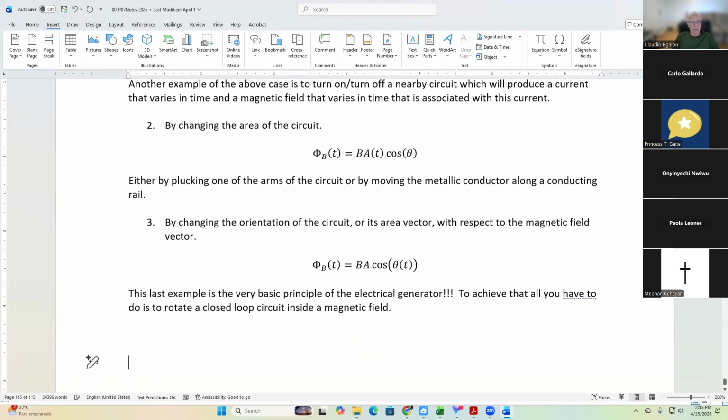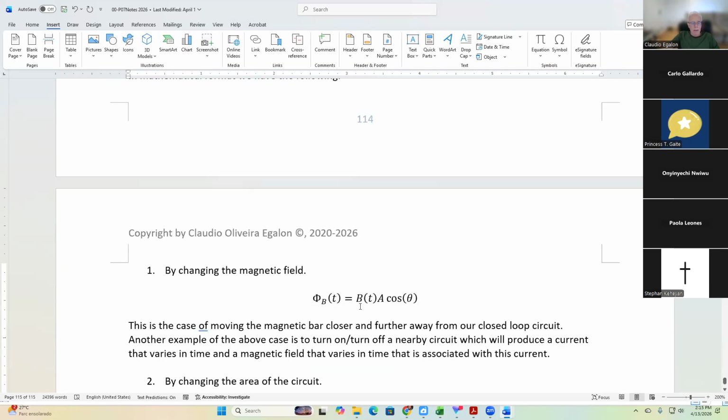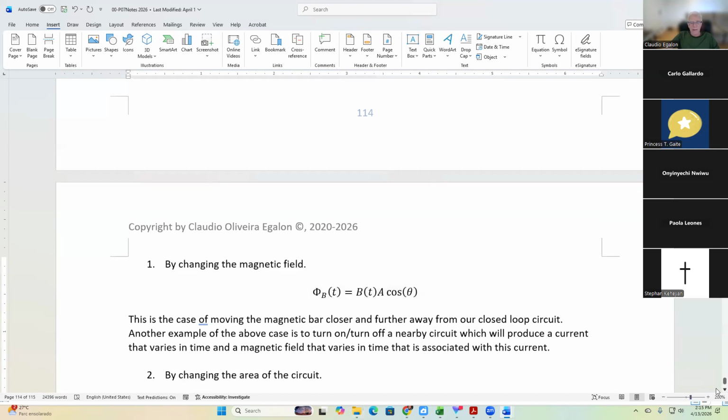Three different ways of inducing a current. And then you can have a combination of every three too. So in reality, you can have 1, 2, 3, and then you can combine 1 with 2, 1 with 3, and 2 with 3, right?